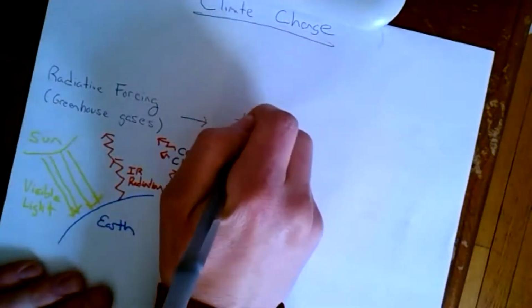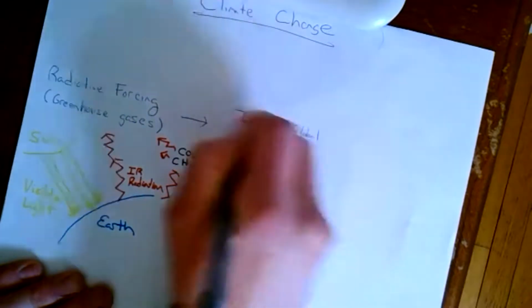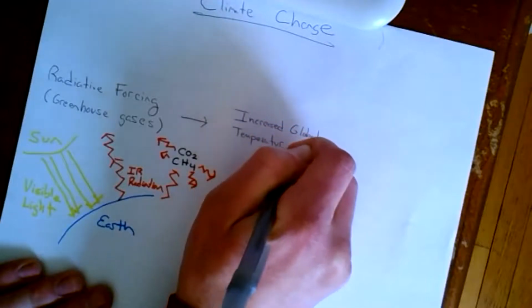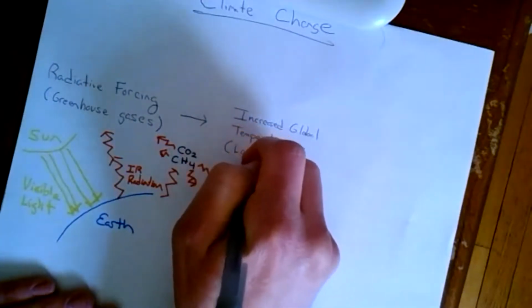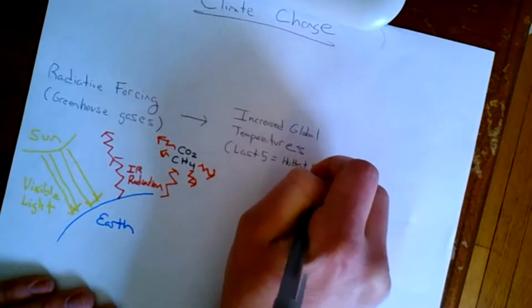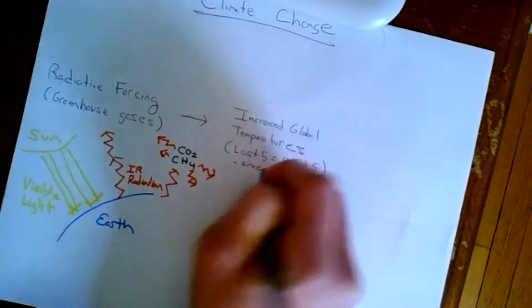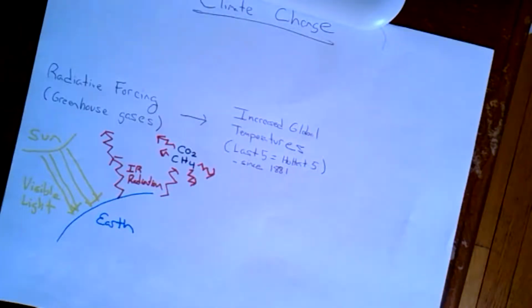But this radiative forcing, the greenhouse gases, the greenhouse effect, lead to increased global temperatures. And we're going to get into how much they've increased, but I will pull out a key phrase right now called the last 5 hottest 5. And this is since we started taking good temperature records, which is 1881. Since 1881, so what are we, almost 140 years now. The warmest 5 years in that last 140 years have been the last 5 years, which is pretty startling. And you'll see that in a graphical form later.